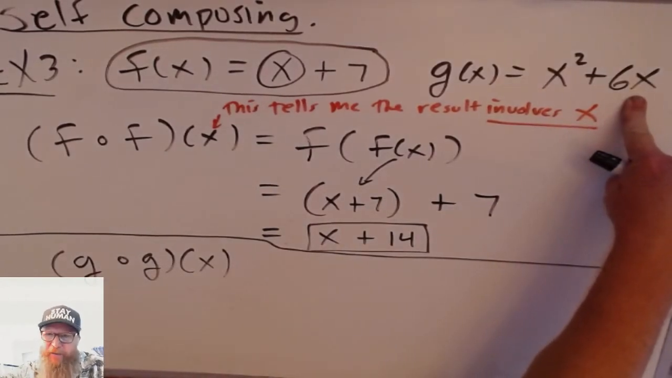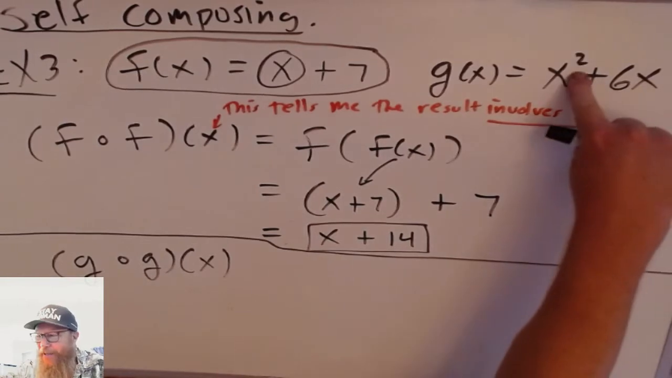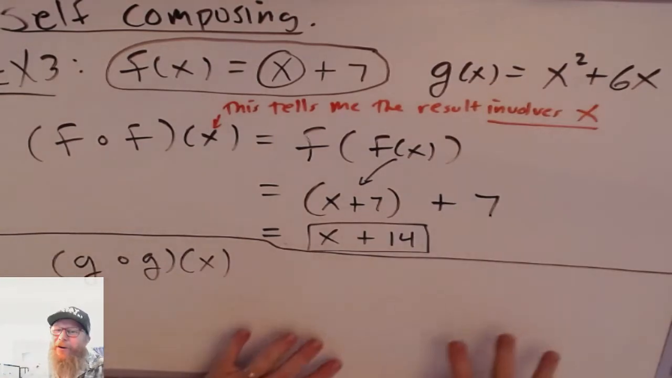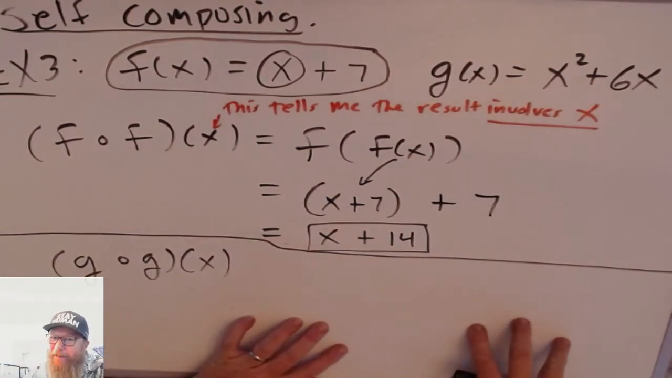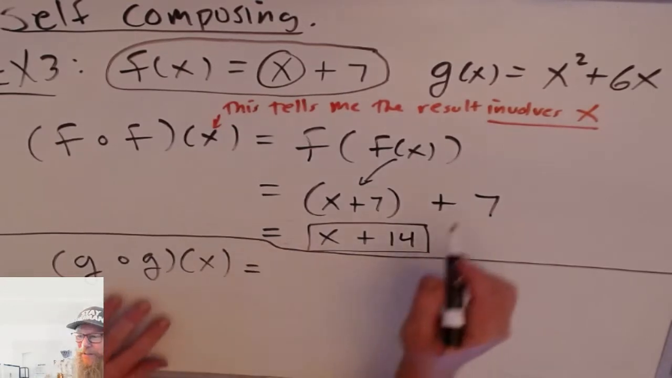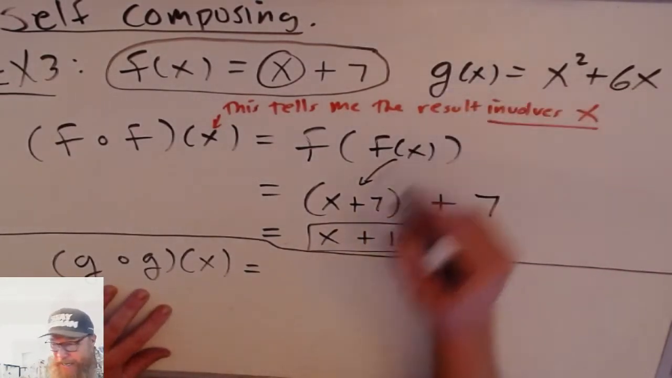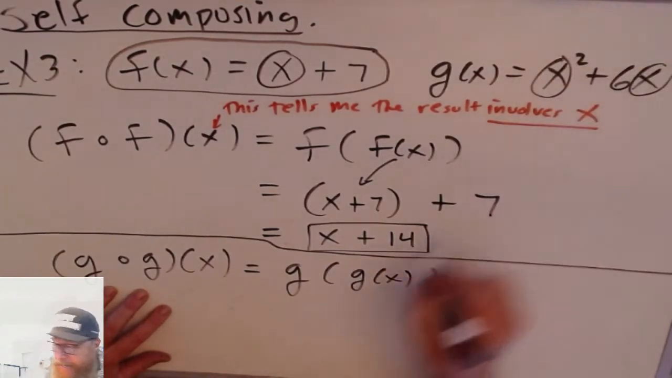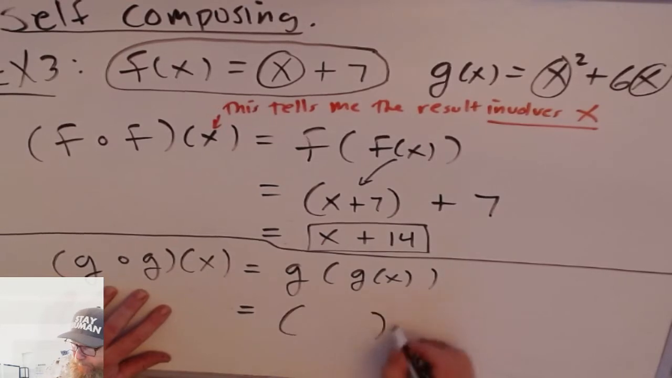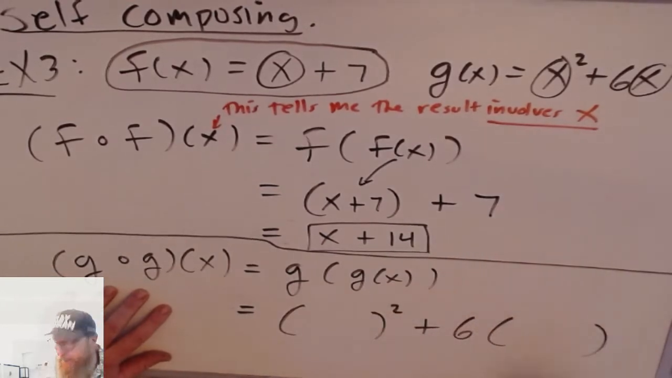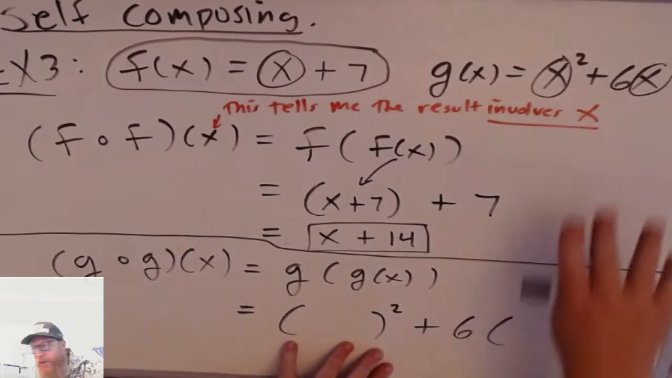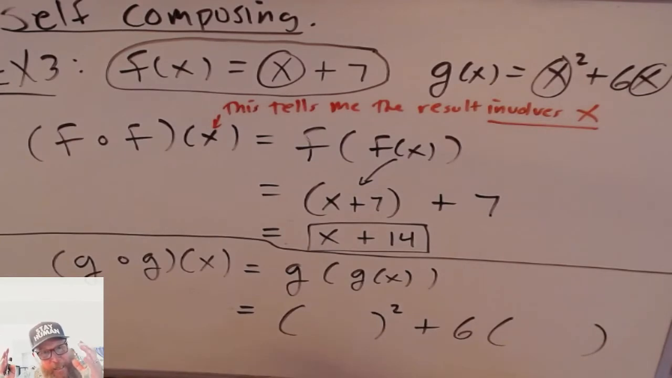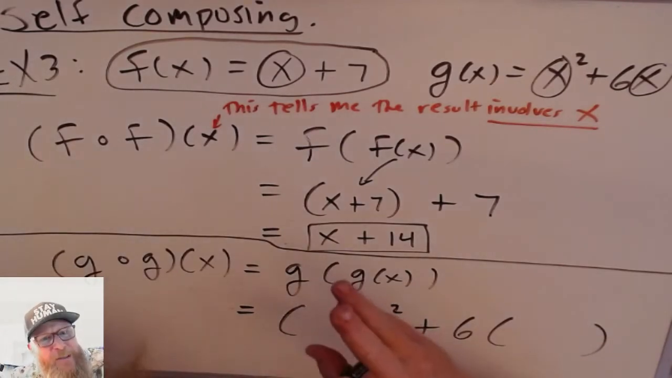GOG is going to be a little tougher. You can tell because it's got powers. Anytime you see exponents or powers, you better be prepared to work. I don't know if I left myself enough room here, so I might have to move away from this. Let's see. So GOG, again, start with G and compose it with itself. So remove the X. All right, so notice this looks just like G. It just doesn't have the variable. It has a blank set of parentheses. Leave it blank for a second.